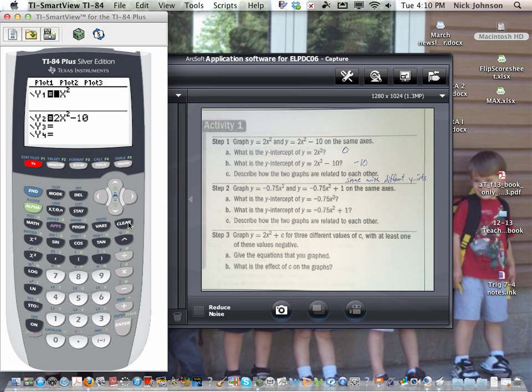Let's look at step 2. The two functions they want us to put in are -0.75x² and -0.75x² + 1.